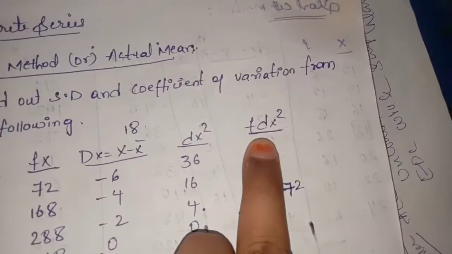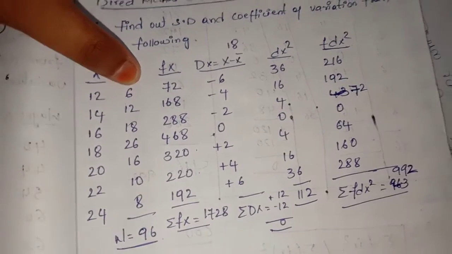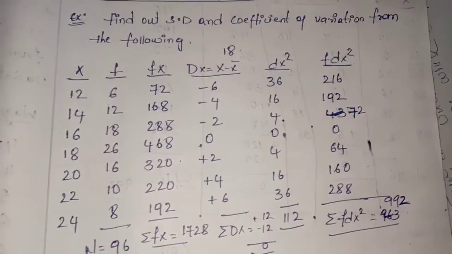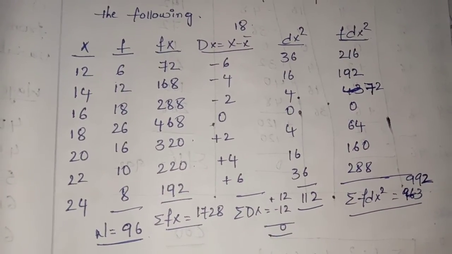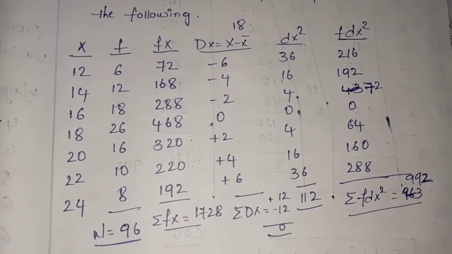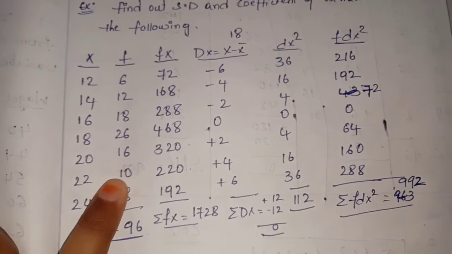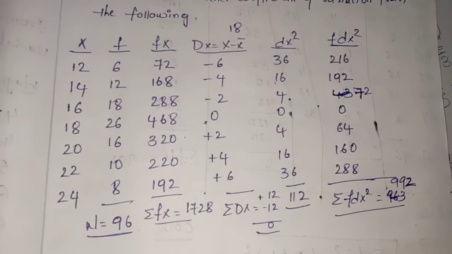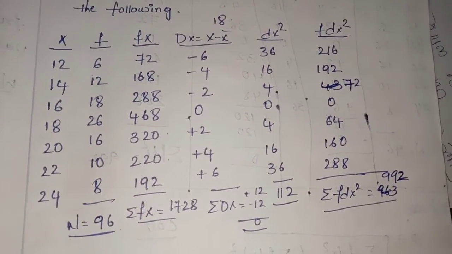Now f dx square, that is frequency into dx square. So frequency is 6 and dx square is 36. So 6 into 36 you will get 216, as well as 12 into 16 you will get 192, and 18 into 4 you will get 72, 26 into 0 is 0, 16 into 4 you will get 64, and 10 into dx square, that is 16, you will get 160, and 8 into 36 you will get 288, and the total of f dx square you will get 992.